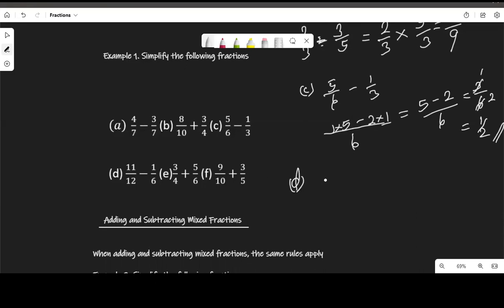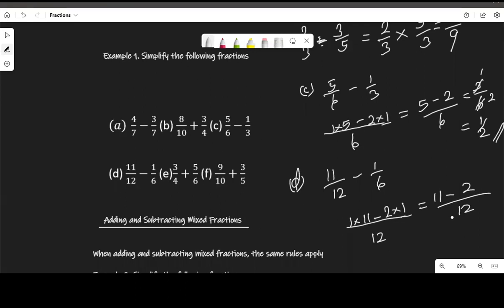For question D, I have 11 over 12 minus 1 over 6. Again, the denominators are not the same, so we need to look for LCM of 12 and 6. That is the lowest number that divides both 12 and 6, which is 12 itself. 12 divided by 12 is 1. Multiply the 1 by this 11. 1 times 11 minus 12 divided by 6 is 2. Multiply that 2 by 1. That is 2 times 1, which is 1 times 11 is 11 minus 2 times 1 is 2 over 12.